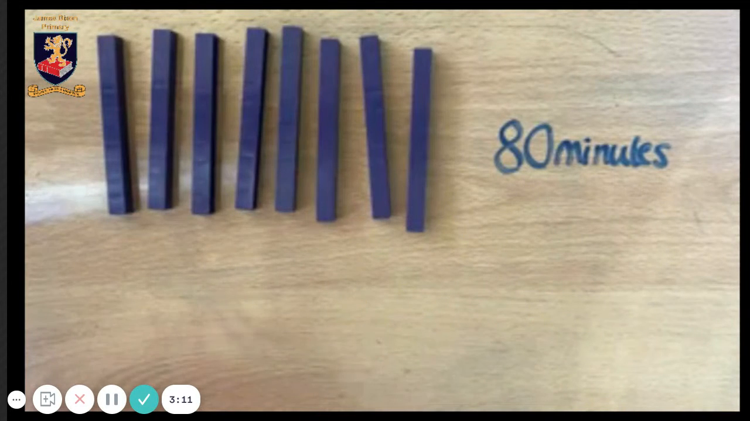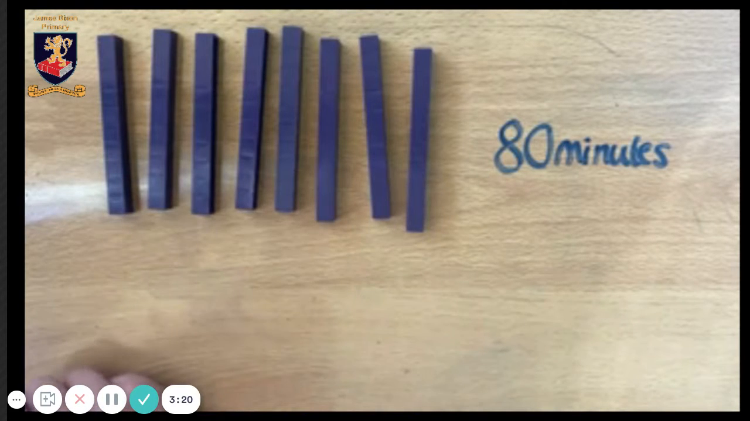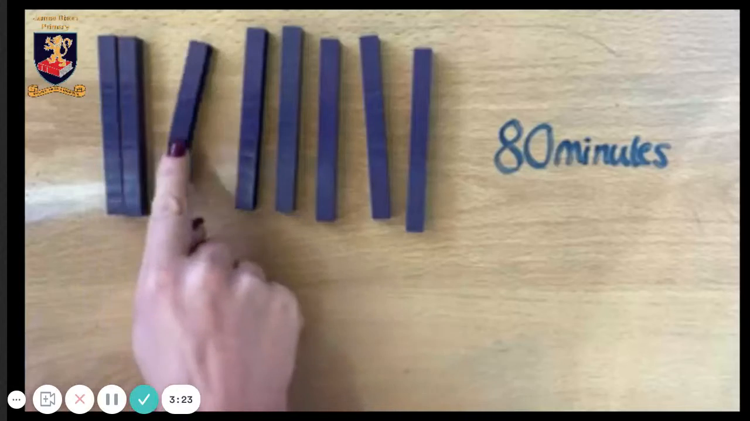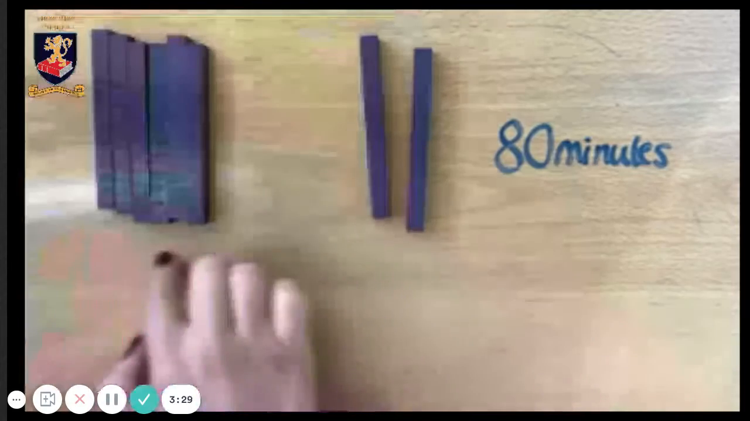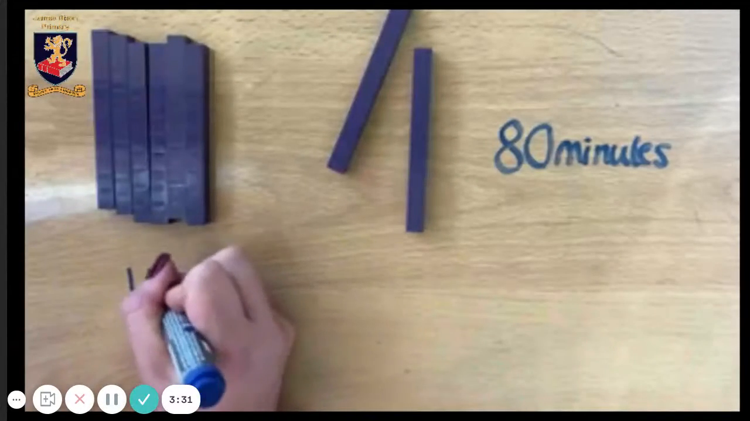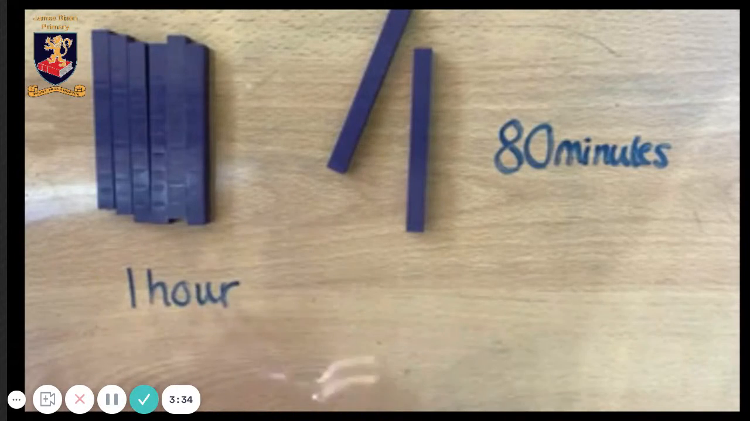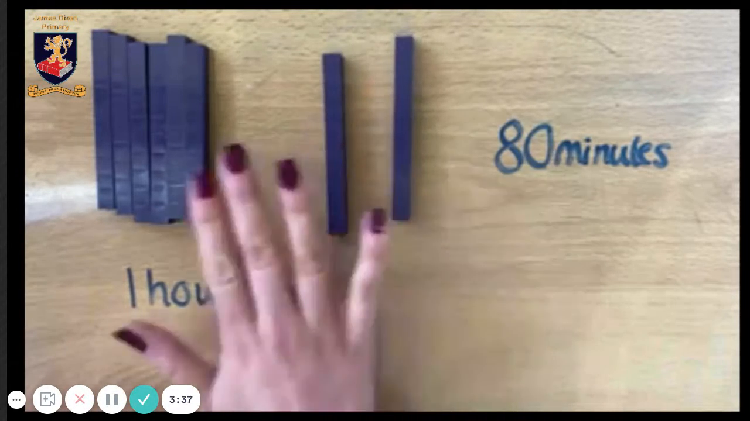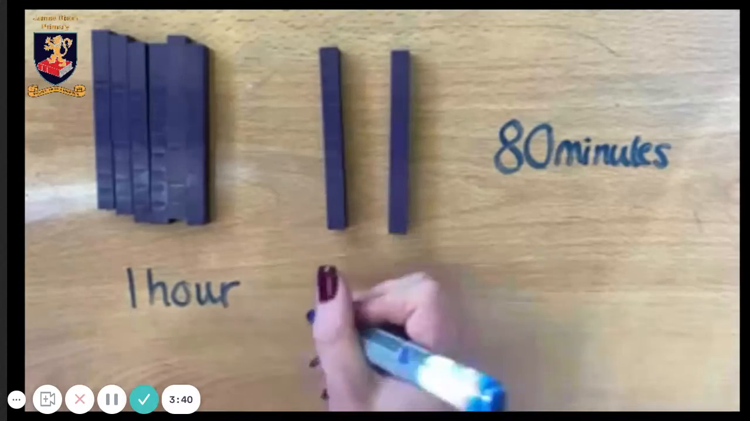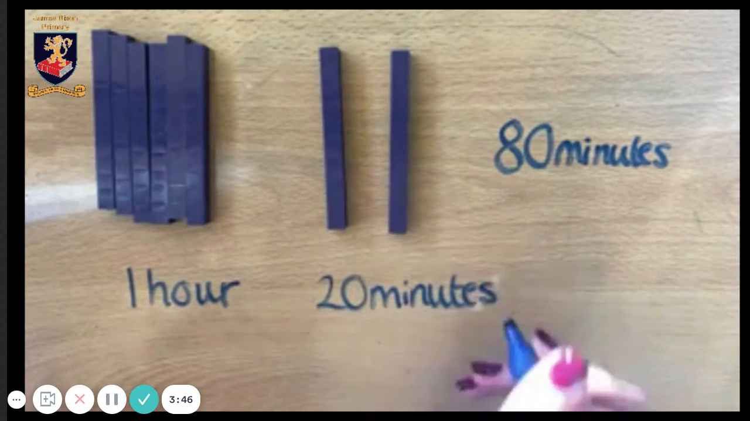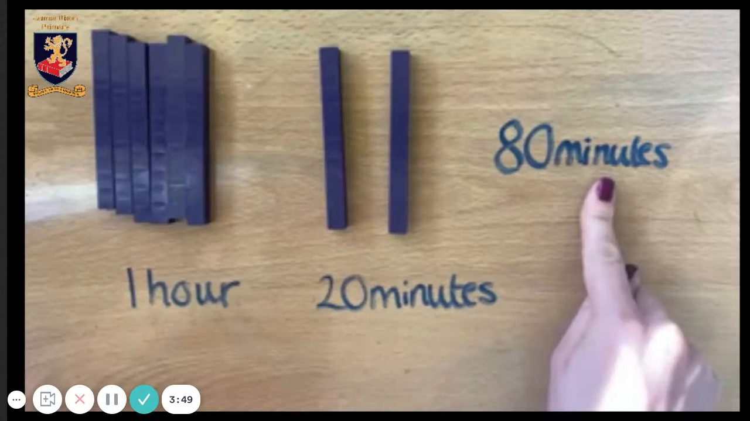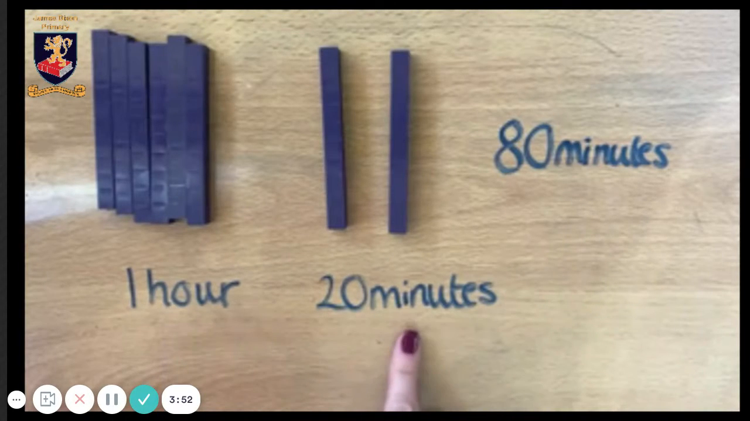To find out how many hours and minutes there are, I'm going to use what I already know to help me. So I know that there are 60 minutes in 1 hour, so I'm going to put 6 of my Dean sticks together, and I know that that is 1 hour. Now I can count what I have left to find out how many minutes. 10, 20. 1 hour and 20 minutes. 80 minutes is equal to 1 hour and 20 minutes.